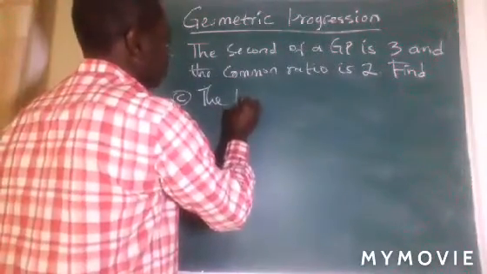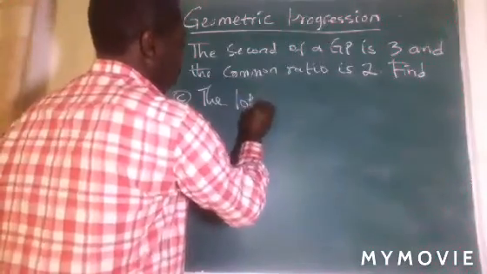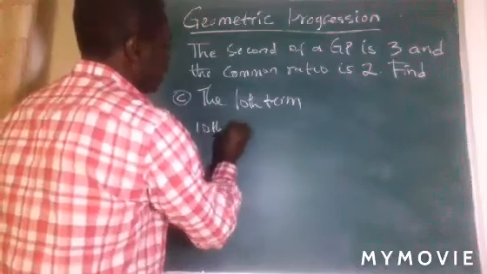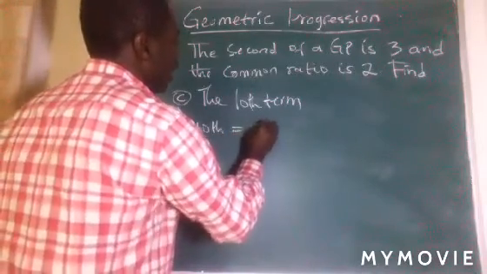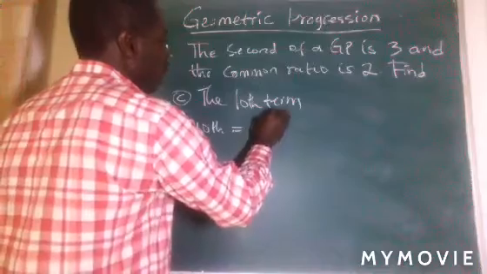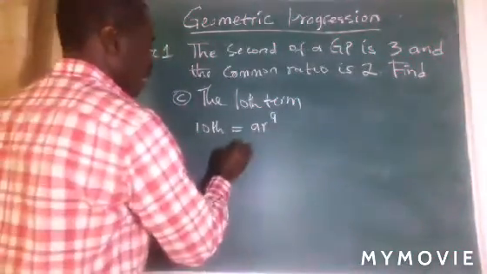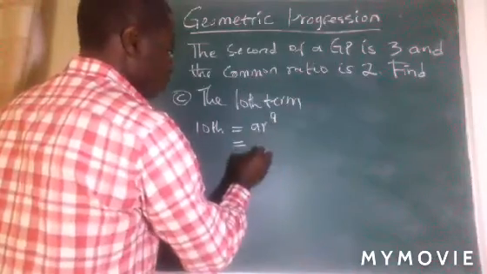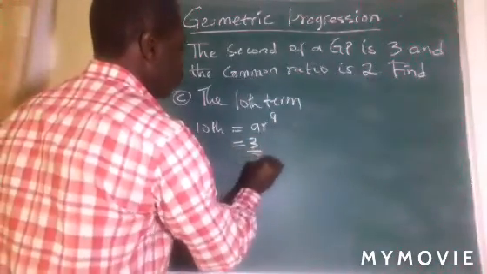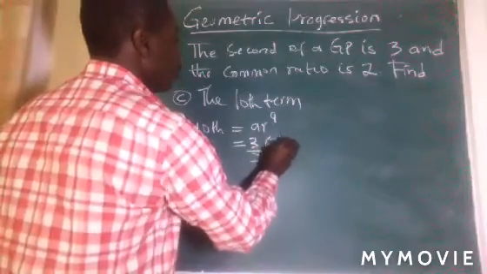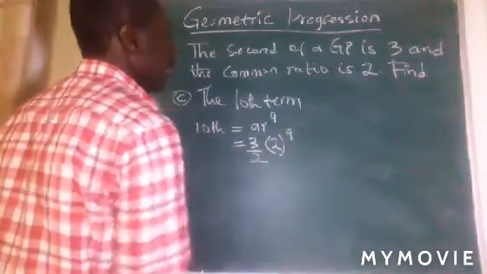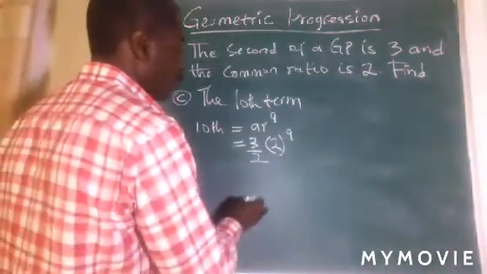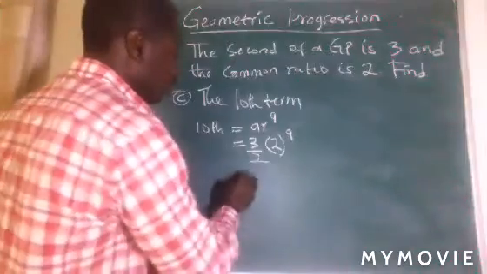The 10th term, by the general formula, is equal to ar^9. Now, the first term a is already known to be 3 over 2. The common ratio is 2. 2 raised to the power of 9 simply means 2 multiplied by itself 9 times. So that will give us 512.